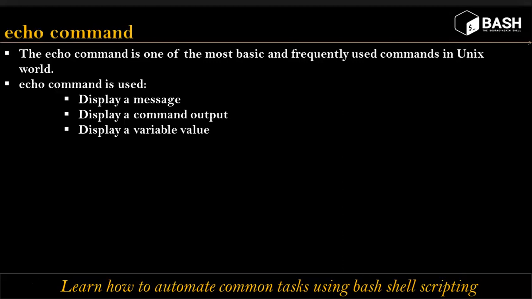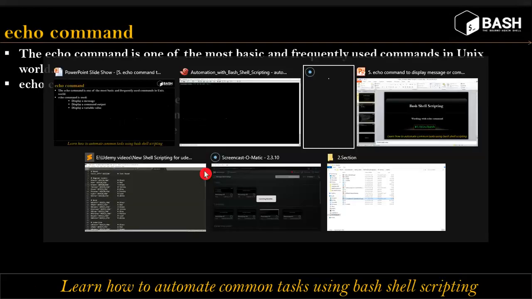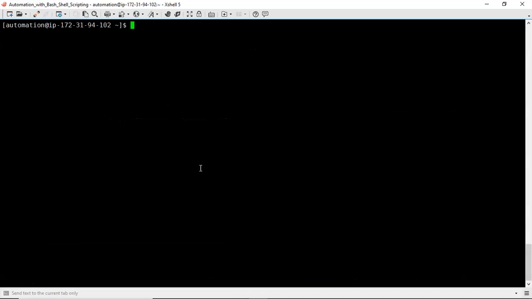First we will see how to use your echo command on your command line, then we'll go with shell scripts. Let me open my terminal. Suppose I have a message called "welcome to shell scripting". This message I want to display on my command line. Then you simply use echo, space, your message. That's it.